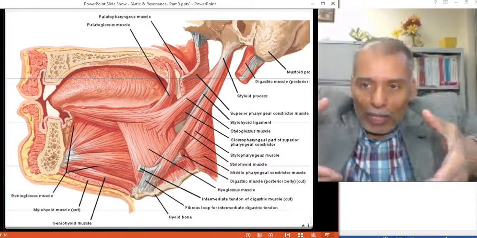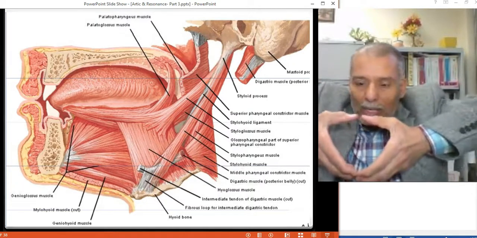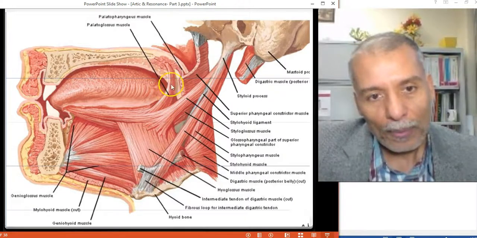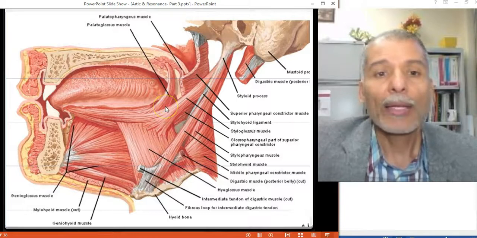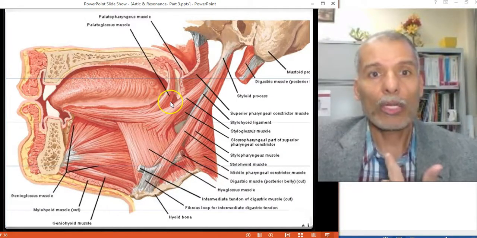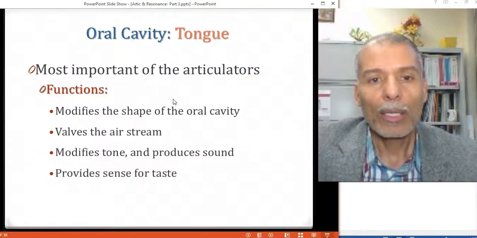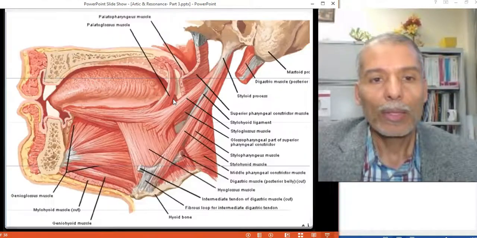So the muscle basically is like this. And you can see, so here is the muscle. And you can see it when you open your mouth and look in the mirror. So go back. Where is it?